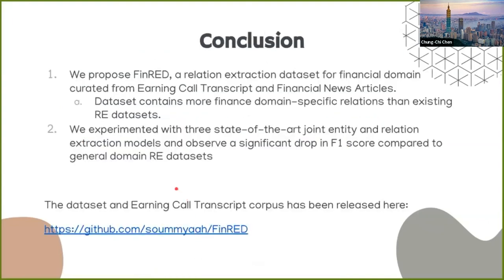So in conclusion, we have proposed the FinRed dataset, which is a relation extraction dataset for the financial domain, curated from earning call transcripts and financial news articles. It contains more finance domain specific relations than existing relation extraction datasets. We also experimented with three state-of-the-art joint entity and relation extraction models and observe a significant drop in F1 score when we compare it to general domain relation extraction models. The dataset and the earning call transcript corpus have been released at this GitHub link.